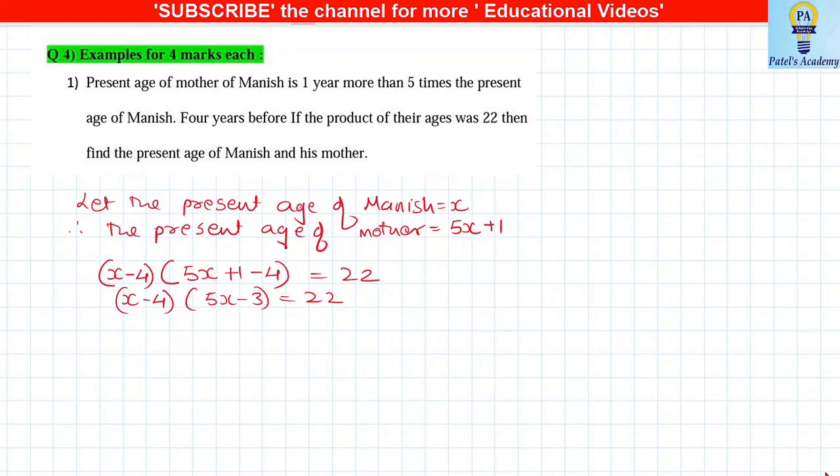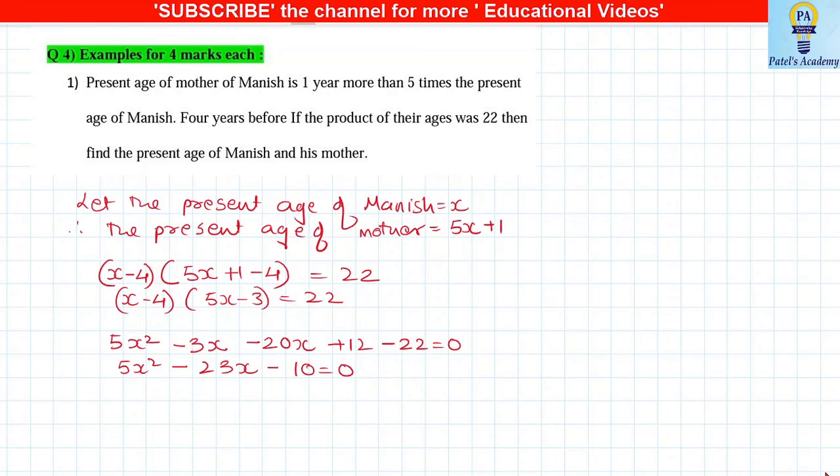So what you have to do is just open the bracket, binomial into binomial. So what I get is 5x square minus 3x minus 20x plus 12 after opening the bracket, and 22 I'm shifting on the left hand side. So what I get is 5x square minus 23x minus 10 equal to 0. So we got a quadratic equation.